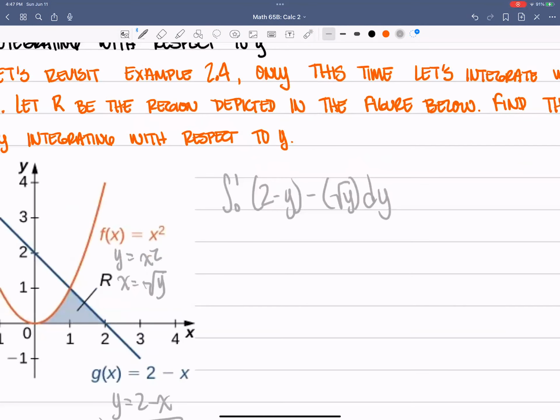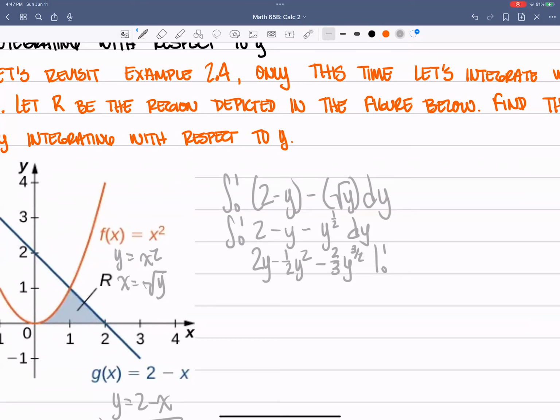So let's see what the rest of this is going to look like. Still integrating from 0 to 1. We have 2 minus y minus, I'm going to write this one as y to the power of 1/2 to make it a little bit easier to integrate. Integrating 2, that's going to be 2y. Integrating y, that's going to be minus 1/2 y squared. Integrating the square root of y, it's going to be 3 over 2, nope, 2 over 3, y to the 3 over 2. Integrating all of this from 0 to 1.